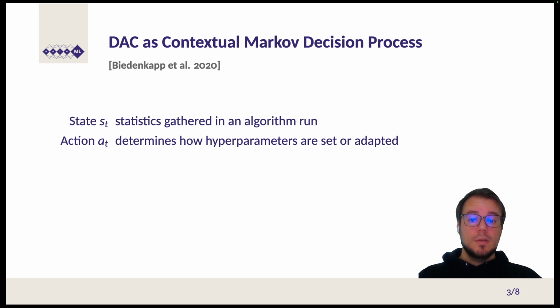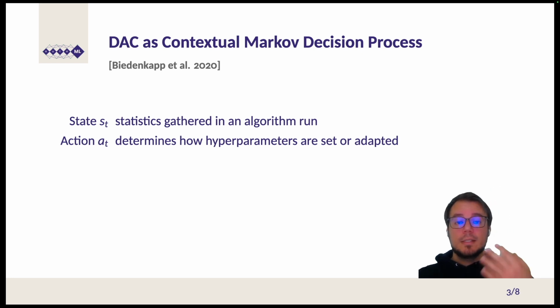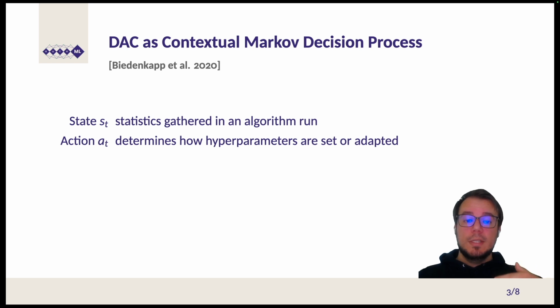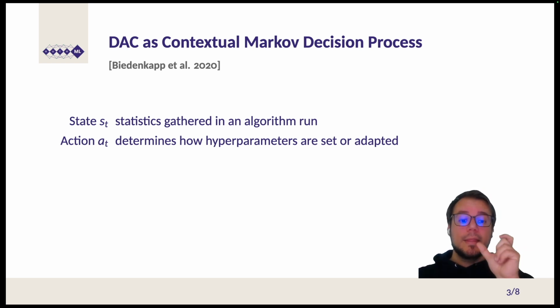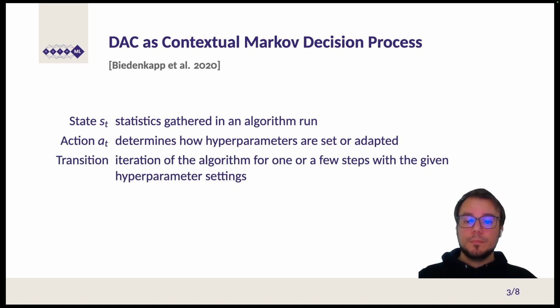We need an action that determines how to set the hyperparameters or how to update them, right? So we could either directly set the values of the hyperparameter at every time step, or we could just adapt the previous hyperparameter, similar to what PBT does, by perturbing it slightly, or by saying, okay, we just add a certain delta, increase it slightly, decrease it slightly, and have a more flexible temporal structure here.